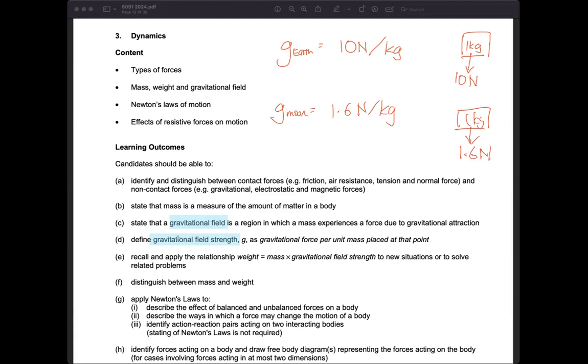Okay, so basically, gravitational field strength tells you how much gravitational force the mass has per unit mass. Per unit mass means per kg of mass. So on Earth, every unit kg of mass will experience 10 Newton of gravitational force. On the moon, every kg or every unit mass will experience 1.6 Newton of gravitational force. So up to now, are you all clear about this?